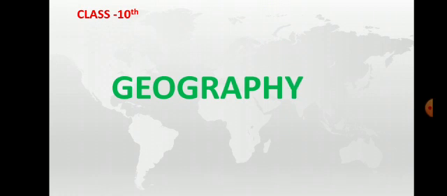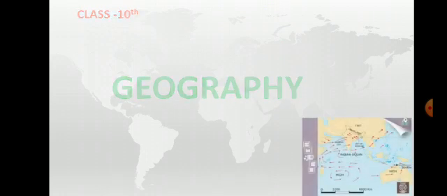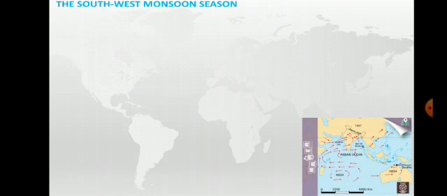Today we are going to continue our chapter, that is chapter 8, climate. So, in our previous class, we had seen four seasons. I hope the first season, the hot and dry summer, is clear to you all. Today we'll see the second season, that is the hot and wet or rainy season, or the southwest monsoon.